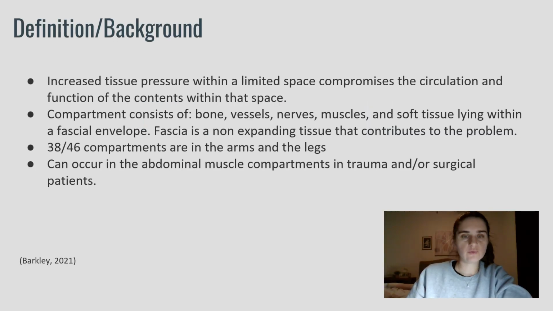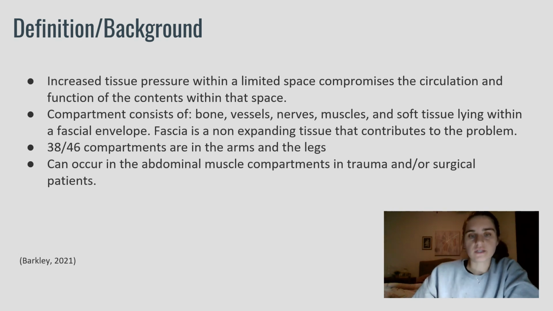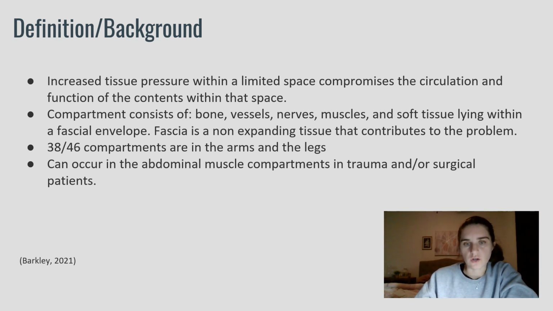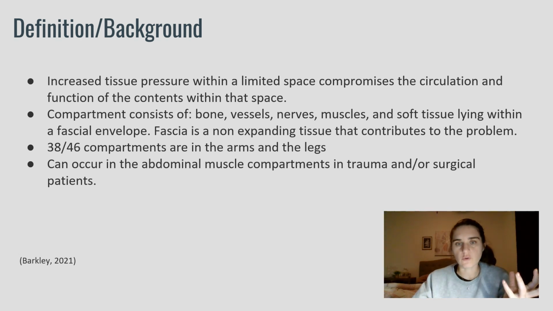So now we'll move on to compartment syndrome. Some disease background and definitions of compartment syndrome. Compartment syndrome is increased tissue pressure within a limited space, and that compromises the circulation and function of the contents within that space. So a compartment consists of bone, vessels, nerves, muscle, and soft tissue lying within the fascial envelope. And the fascia is a non-expanding tissue, which further contributes to the problem.